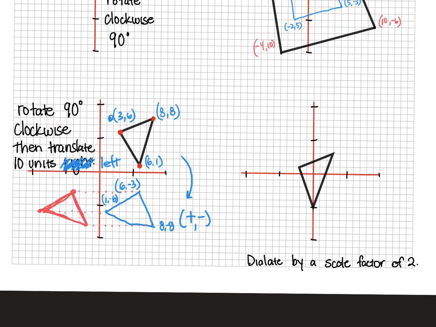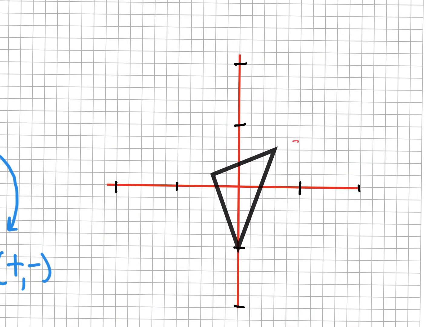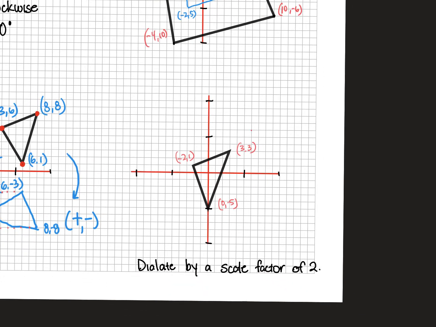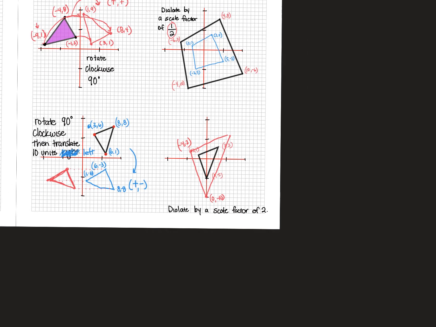Okay. And finally, dilate by a scale factor of 2. We've got 3, 3. We've got 0, -5. And we've got -2, 1. Just multiply everything by 2 because the scale factor is 2. So we go up to 6, 6, -4, 2. And 0 still because 2 times 0 is 0. And then -10. 0, -10. And we'll see that this triangle basically got 2 times bigger. All right, so there we go.